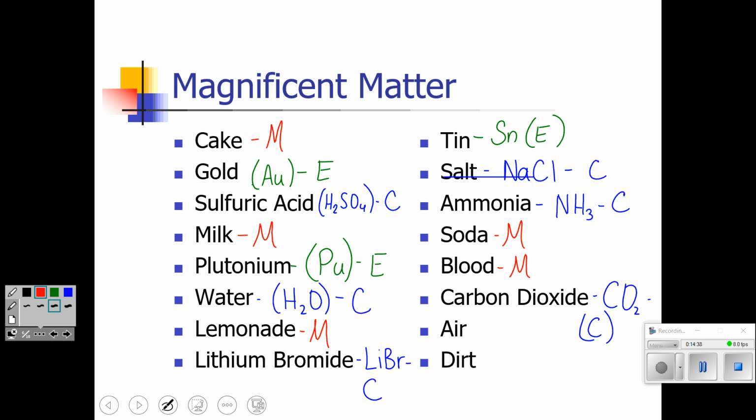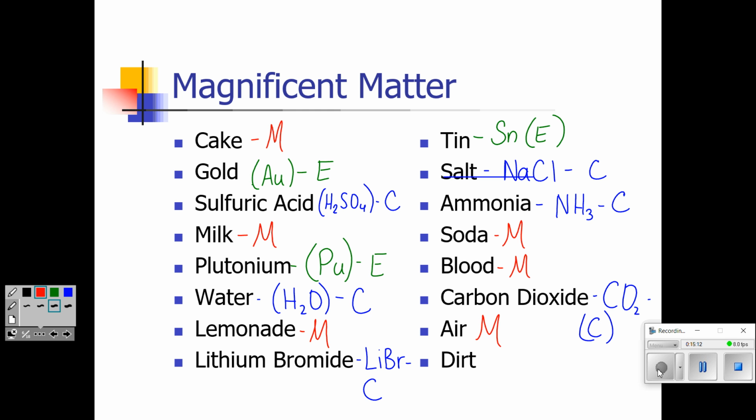Air is something people often mistake. Air is made up of 21% oxygen, about 75% nitrogen, and then the rest is going to be carbon dioxide and some trace elements. None of them are chemically combined together. So your trace elements can be present in varying amounts. So air is a mixture of all those things together.